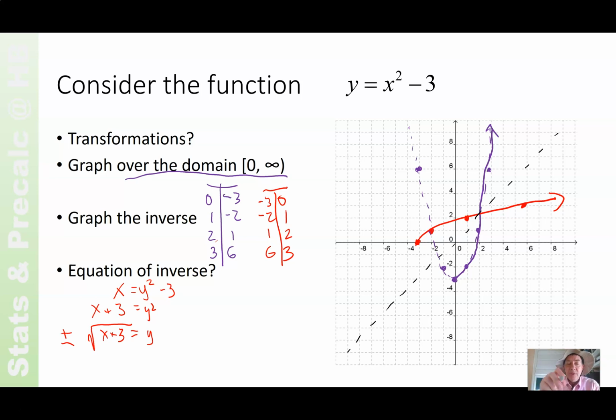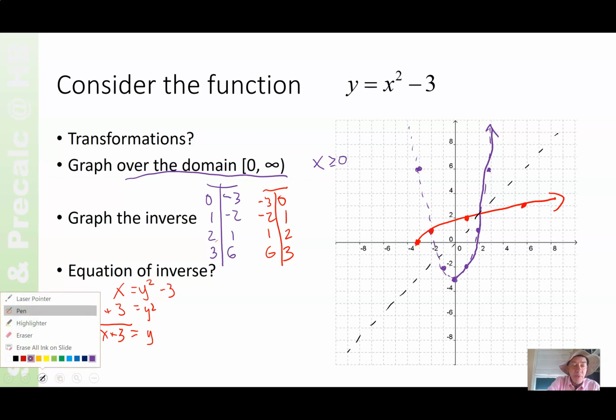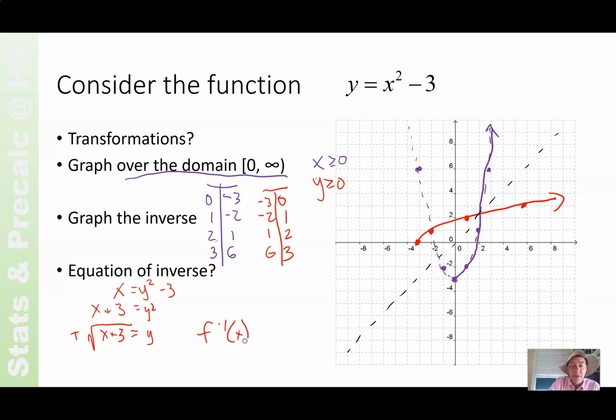How do you know? This original version was looking at x greater than or equal to 0. So that means on the inverse, we want y to be greater than or equal to 0. And you see that that's what we have on the graph. y is greater than or equal to 0. So that means for the equation, we will use the positive version. y equals positive the square root of x plus 3. That's the inverse. f inverse of x is positive the square root of x plus 3.